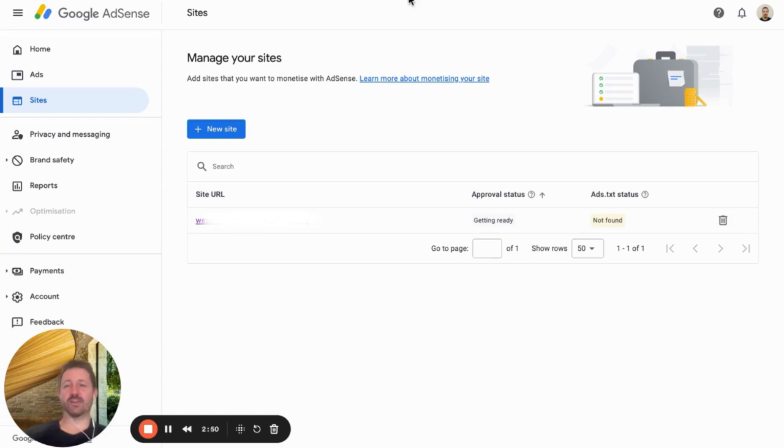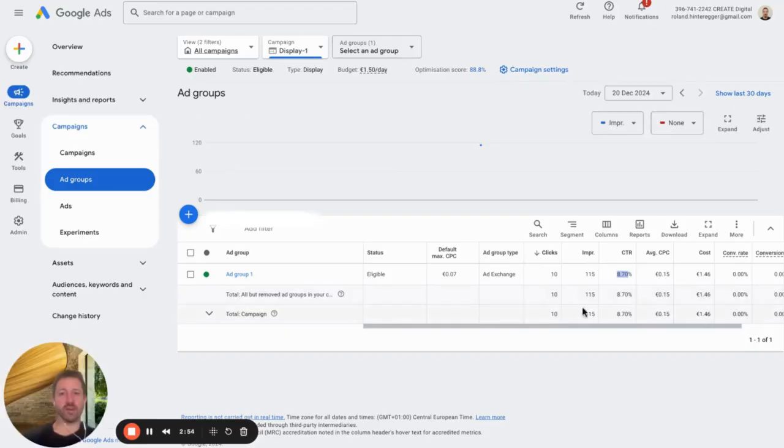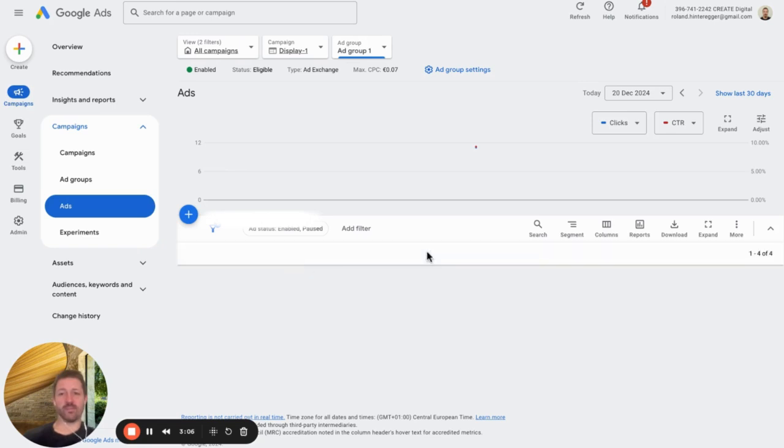So I got 10 clicks today. The CTR is not too bad. As you can see, CTR is 8.7. I would wish for a bit higher one, to be honest. But actually, this is a display ad. As you can see, it's just one ad in there. It's not displaying. I've seen that before. I don't know why, but it's sitting there.